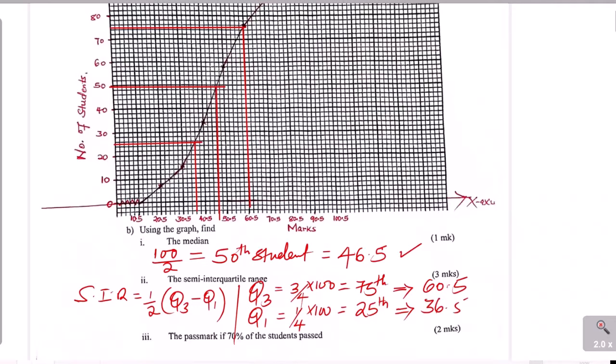So you have Q1 and Q3. Now to get the semi-interquartile range, you simply get half the difference. That is Q3, 60.5, subtract 36.5, which is Q1. Working out with your calculator, this will give you exactly 12. You get 12.